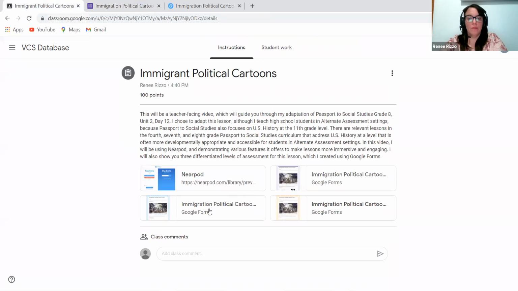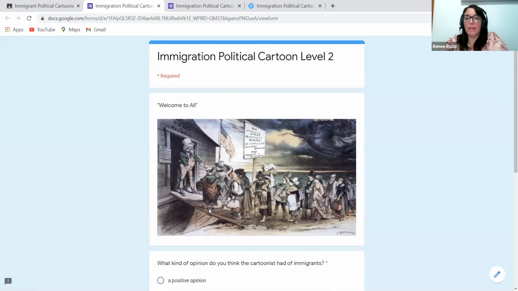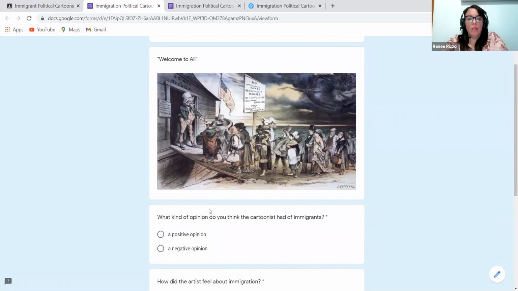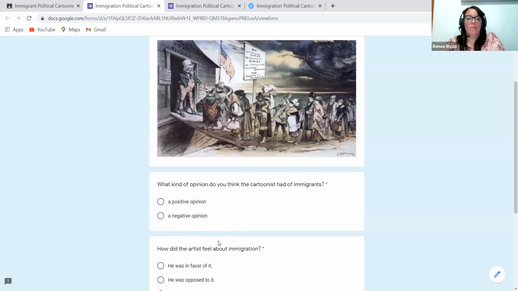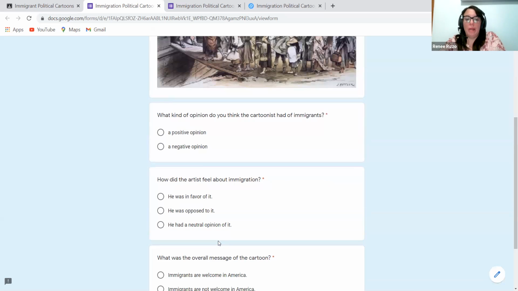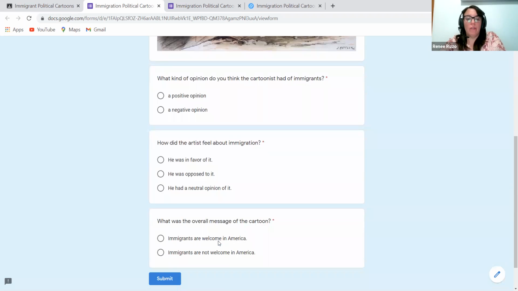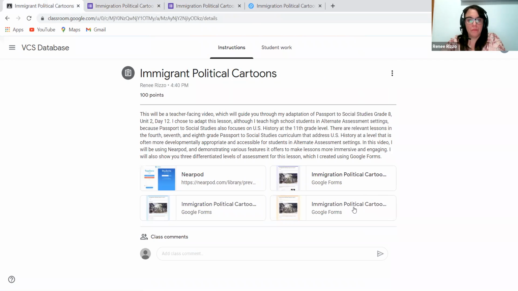For our level 2 differentiated assessment, same cartoon. What kind of opinion do you think the cartoonist had of immigrants? A positive opinion or a negative opinion? How did the artist feel about immigration? He was in favor of it, he was opposed to it, or he had a neutral opinion of it. What was the overall message of the cartoon? Immigrants are welcome in America, or immigrants are not welcome in America?